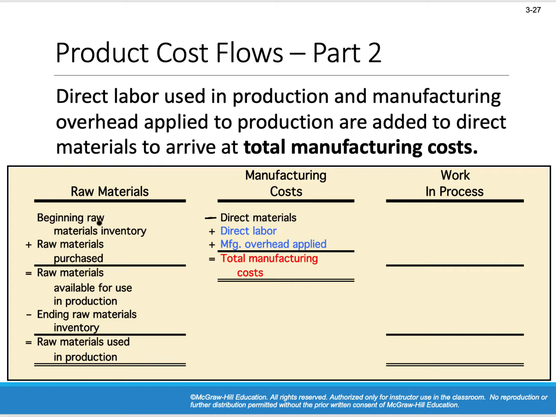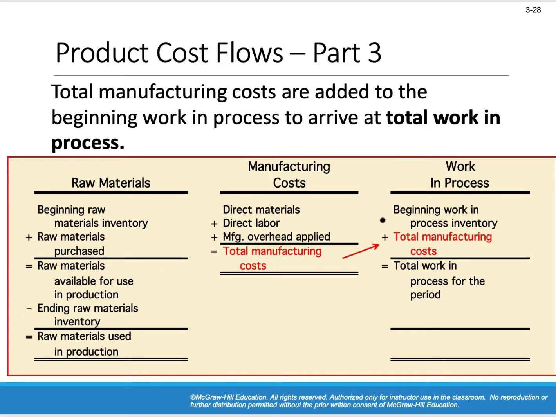We just saw how to get our raw materials. We're going to add direct labor. We're going to add the manufacturing overhead that was applied. That equals the total manufacturing cost that we manufactured throughout the period. Okay? Now the third step says we got to look at WIP.